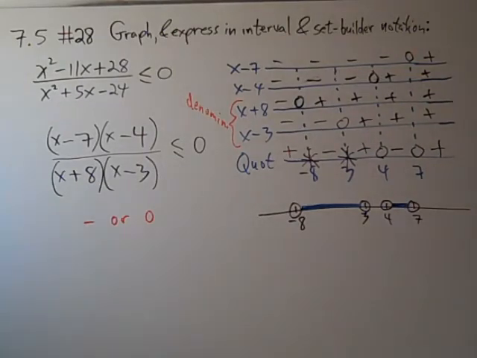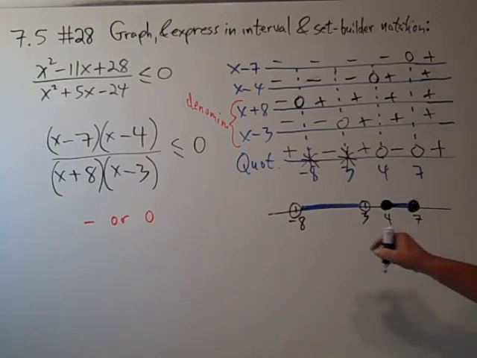Now where are the zeros? It's equal to 0 at 4. So we'll fill in this end point. It's also equal to 0 at 7, so we'll also fill in this end point. It's not 0 at these points. That's where it's undefined. Okay, so this is the graph of the solution set.